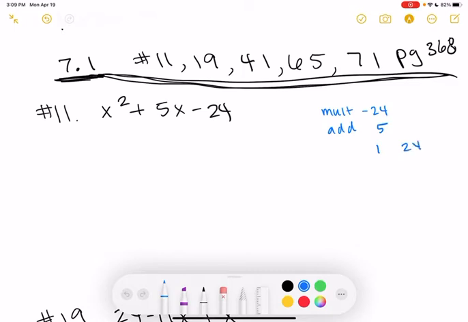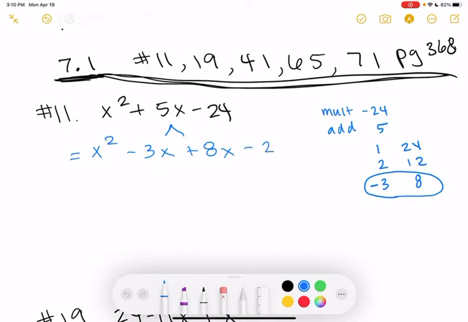1 and 24, that's not going to give me 5. Then I have 2 and 12, still not there. 3 and 8. That one's feeling pretty good, because we could take the 8 and combine it with a negative 3. Negative 3 times 8 would be negative 24, and combining negative 3 and 8, we get that positive 5. So I'm going to break apart the middle term. I have x squared, and then that 5x we're now going to look at as a minus 3x and a positive 8x, and then just bring down that negative 24.